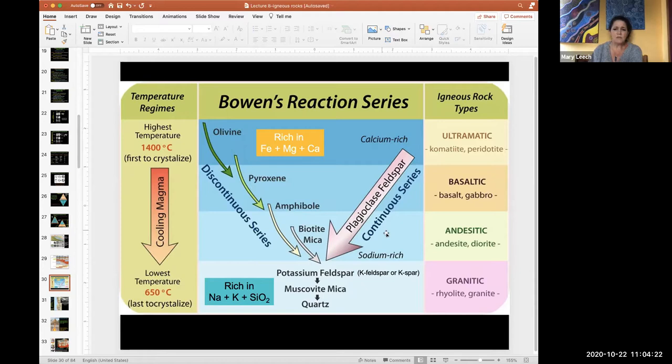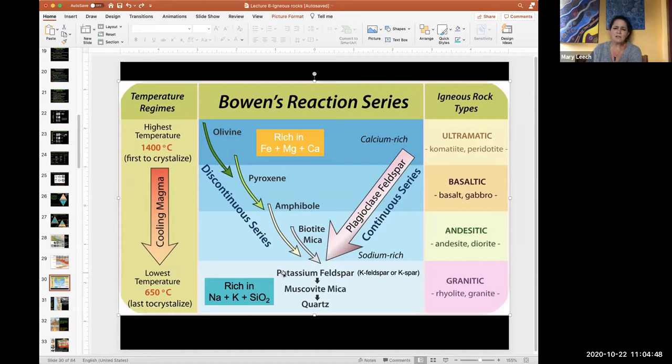And then at the very low end, at the low end temperatures, let's say 800 to 650 degrees, something like that. And these are all rough because you could have 1,000 degree granite, sure. This is when you start to see a little bit of amphibole, some biotite, and then more potassium feldspar.